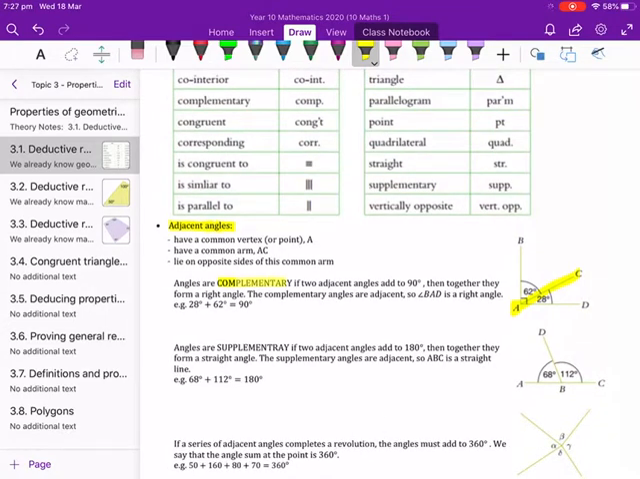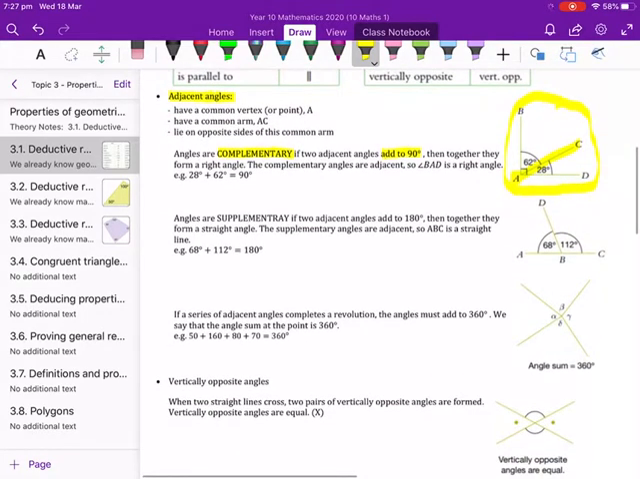So angles are complementary if two adjacent angles add to 90. So this means that complementary angles add to 90 degrees. Then together they form a right angle where 90 degrees is a right angle, and the complementary angles are adjacent to each other. So angle BAD is a right angle. So in our example over here, we have 28 degrees plus 62 degrees equals 90 degrees. So that means that this angle up here is going to be an adjacent complementary angle.